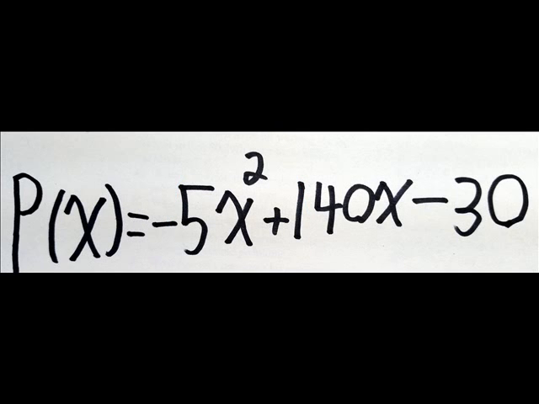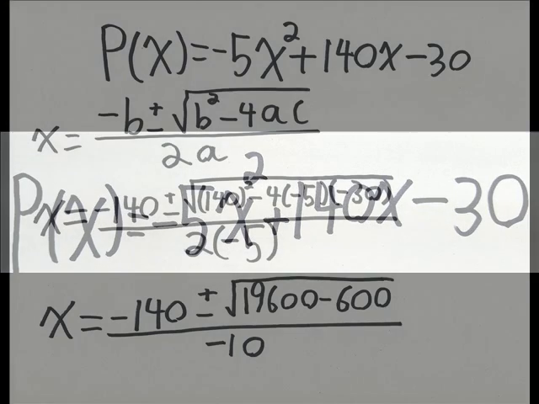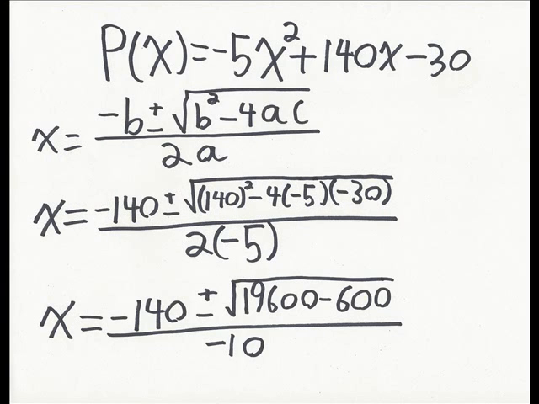Lastly, we're going to graph our profit function. It's the same steps as before. This time though, it's a little more difficult to find our x-intercepts. We're going to have to use the quadratic equation, which, if you remember, is negative b plus or minus the square root of b squared minus 4ac over 2a. So go ahead and sub the values in.